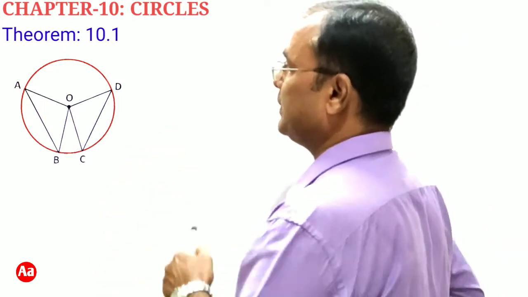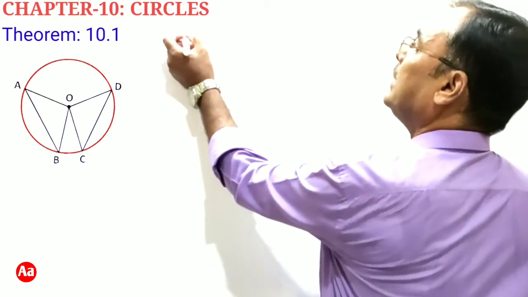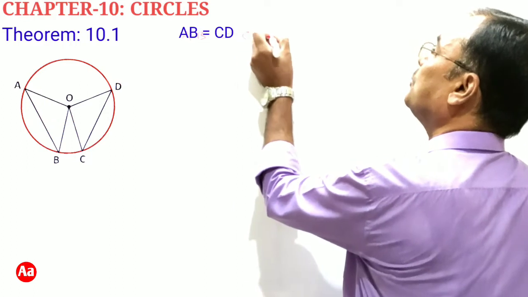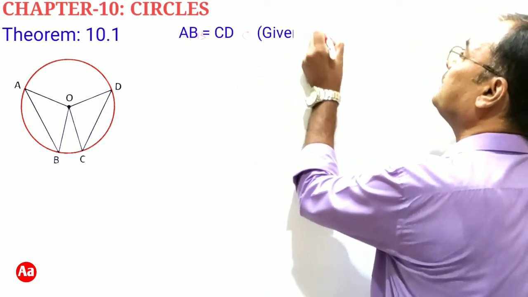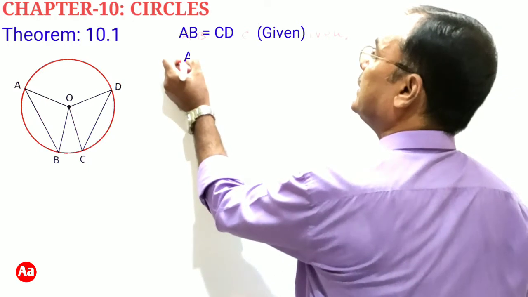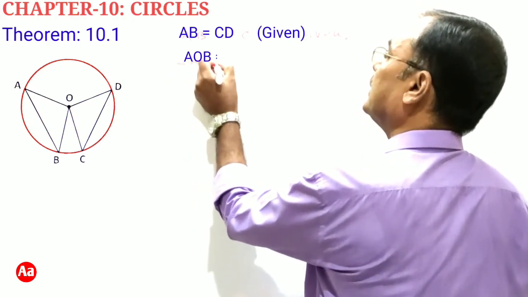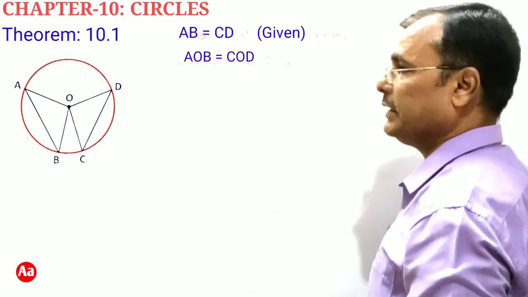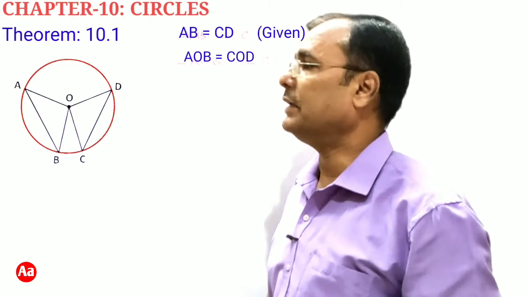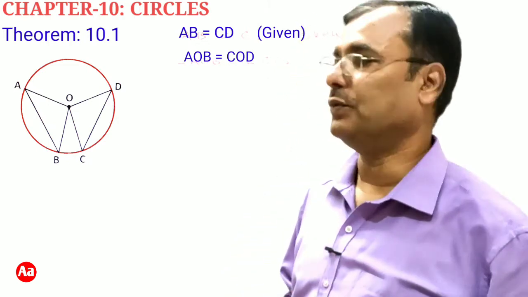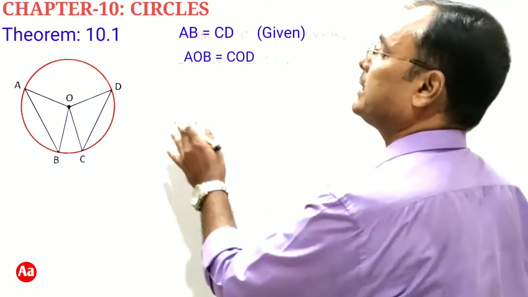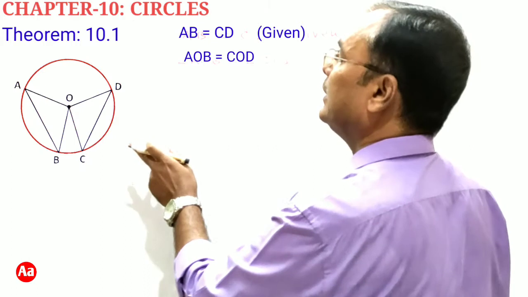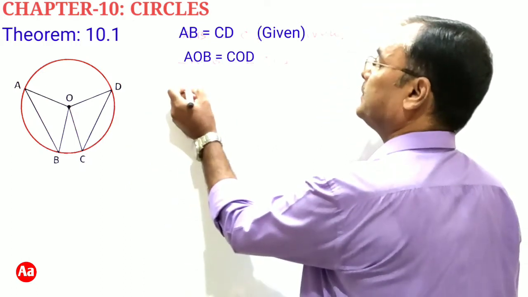We are given in this figure that AB and CD are two equal chords. It is given, and we have to prove that angle AOB is equal to angle COD, that is, the angles subtended by the chords AB and CD at the center are equal. To prove this, angle AOB equal to COD, let's take triangle AOB and triangle COD.